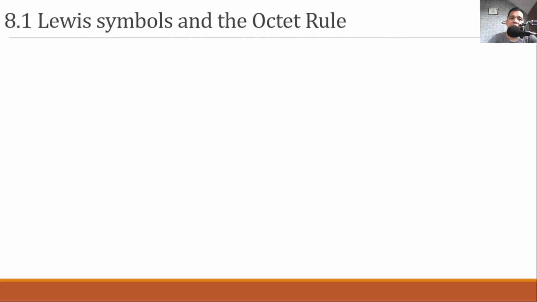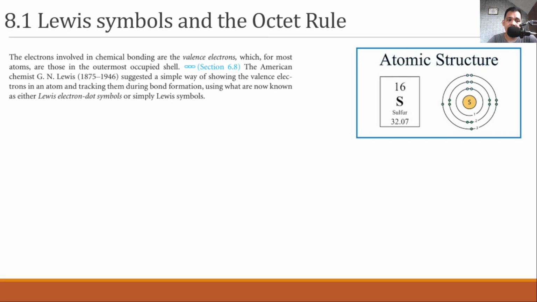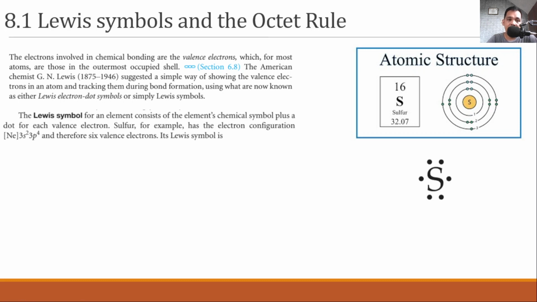Okay? So the Lewis symbols and the octet rule, which is in chapter 8.1. The electrons involved in chemical bonding are the valence electrons, or the outermost shell electrons. In the case of sulfur, there are 6 valence electrons in its outer shell, and those are involved in covalent bonding. But that is not the topic today. Since you are going to draw a Lewis structure, the Lewis symbol of sulfur is S with 6 Lewis dots on it.